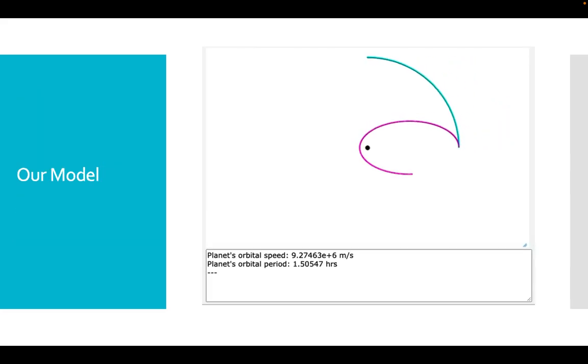Then when I ran the simulation with this new initial speed, we get that the spaceship is orbiting and it never crashes into the black hole or the planet.